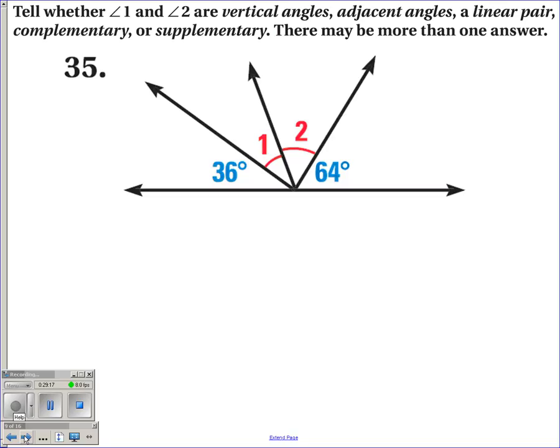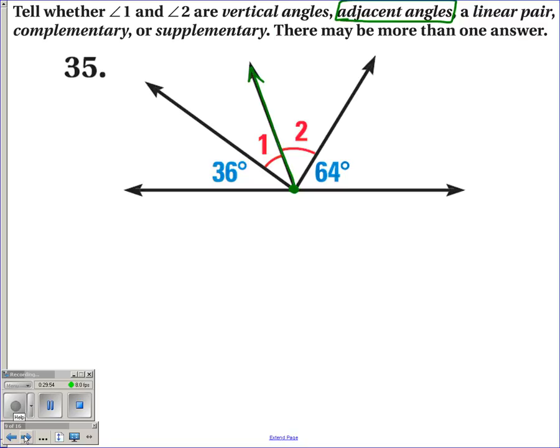It says, tell whether angles 1 and 2 are vertical angles. Well, they're definitely not vertical angles. Are they adjacent angles? Why, yes. They are adjacent. They have a common ray and a common vertex. So those are definitely adjacent angles. Are they a linear pair? No, they don't form a line. Are they complementary? I don't know yet. So let's see if we can figure out what the sum of these two has to be.